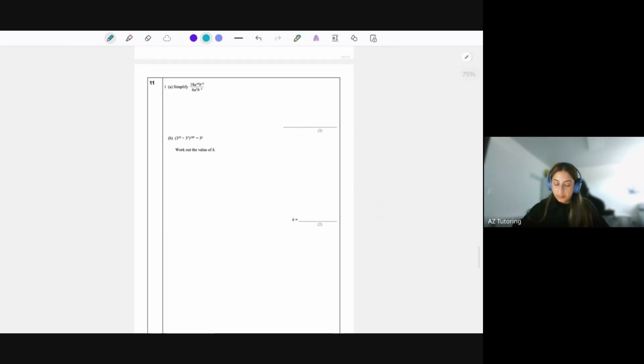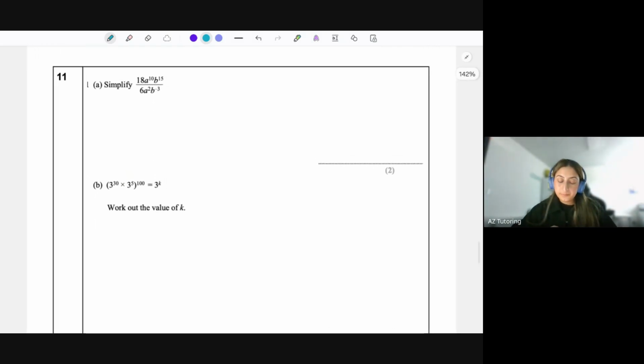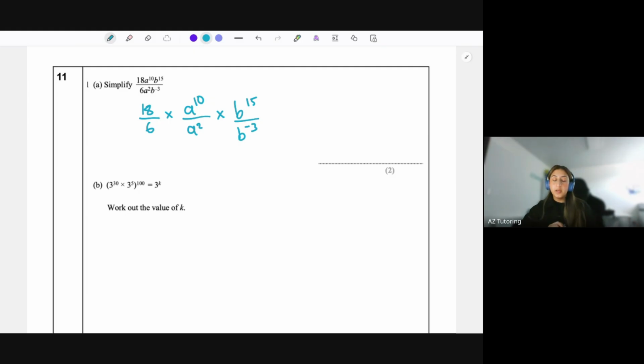So moving on, this is an algebra question. Simplify. So how I tend to approach it is I separate each of the values. So 18 divided by 6 times a to the power of 10 divided by a to the power of 2 times b to the power of 15 divided by b to the power of 3, because you can only divide terms with letters that are the same.